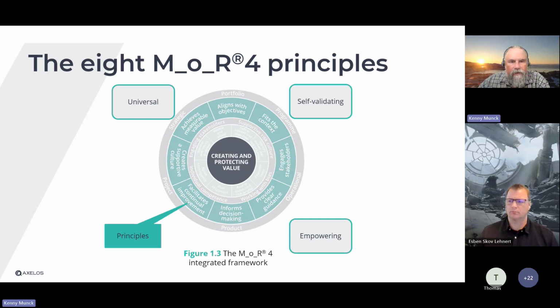Then the next layer is, of course, the principles. And if we look at the principles, the statement is that they are universal, self-validating, and empowerment. And I mean, you can always argue about the wording here, but the idea is that the principles are trying to outline a certain mindset, a way of working, a common understanding of things.